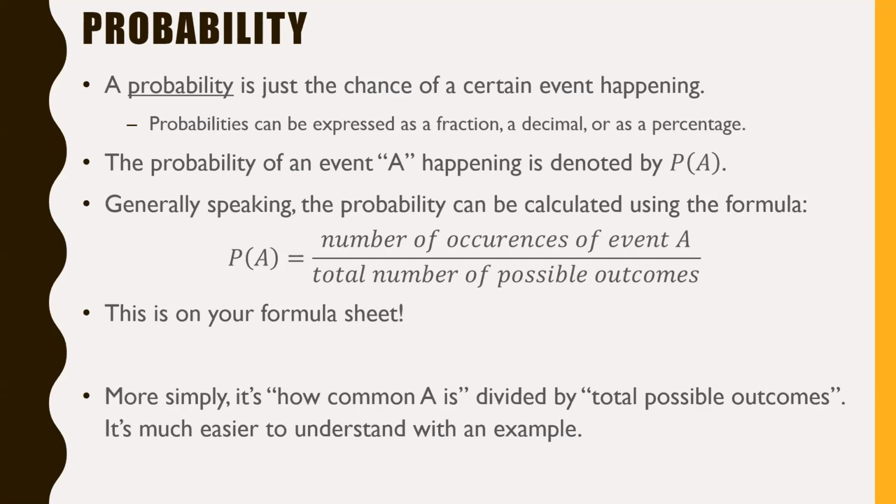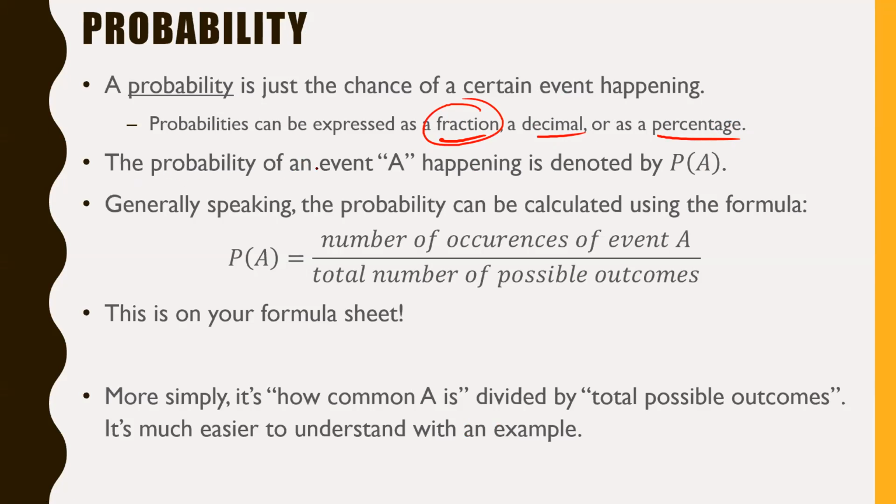So speaking of probability, a probability is just the chance of a certain event happening, right? Just how likely something is to happen. That's probability, right? So probabilities, as I mentioned just a minute ago, can be expressed as either a fraction, a decimal, or as a percentage. Most people, just in terms of spoken conversation, seem to prefer percentages. But in terms of actually calculating probabilities, we're almost always going to be dealing with fractions. But it is important to know how to change it to a decimal or as a percentage because sometimes you'll be asked to do so.